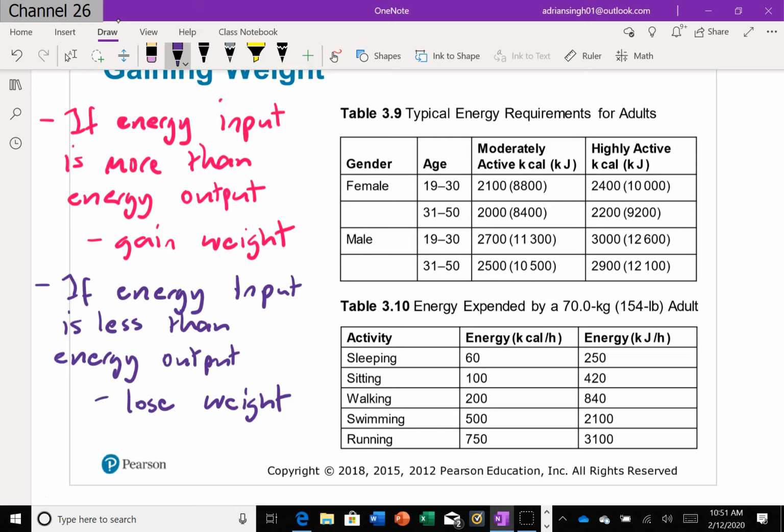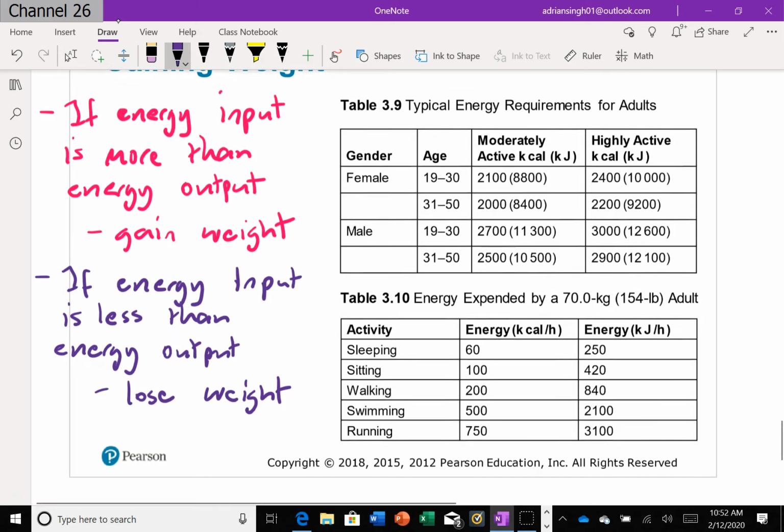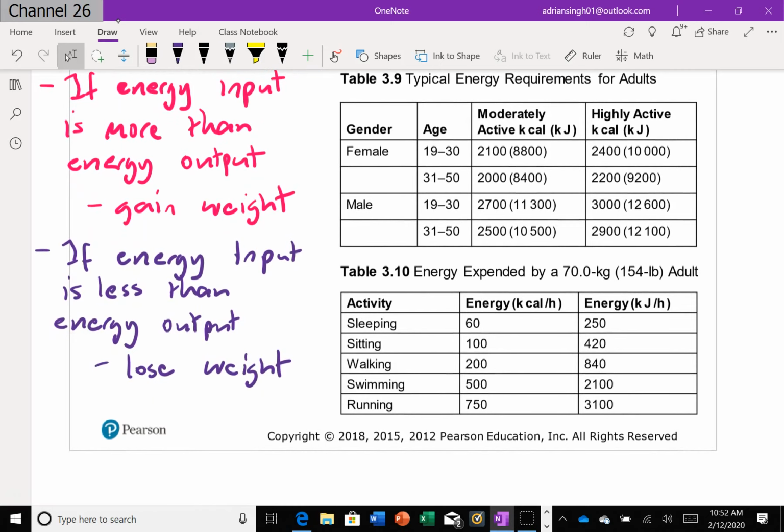And this is just a summary statement of these two things. What can lead to a person's energy input being less than energy output? Well, it can be your diet, but it can also be due to what you actually do on a regular basis, your activity level. So there are several factors that come into play, but overall we can say that weight gain or weight loss is just a balance between how much energy you're taking in versus how much energy you're actually expending.